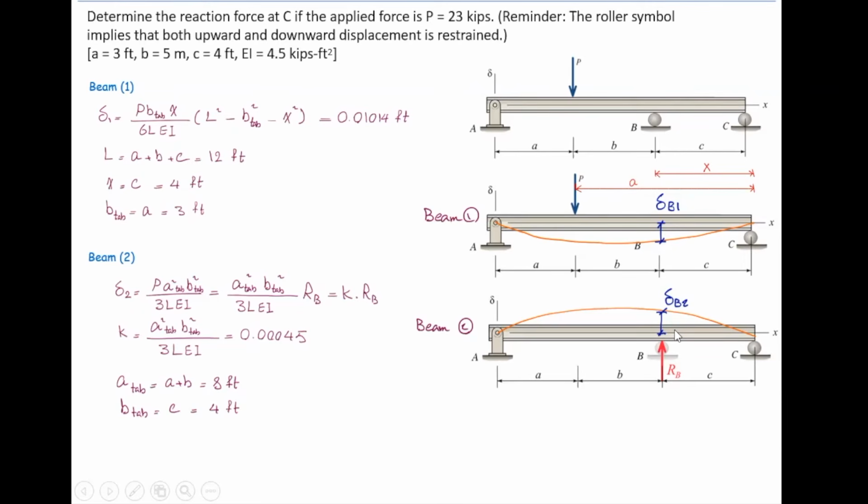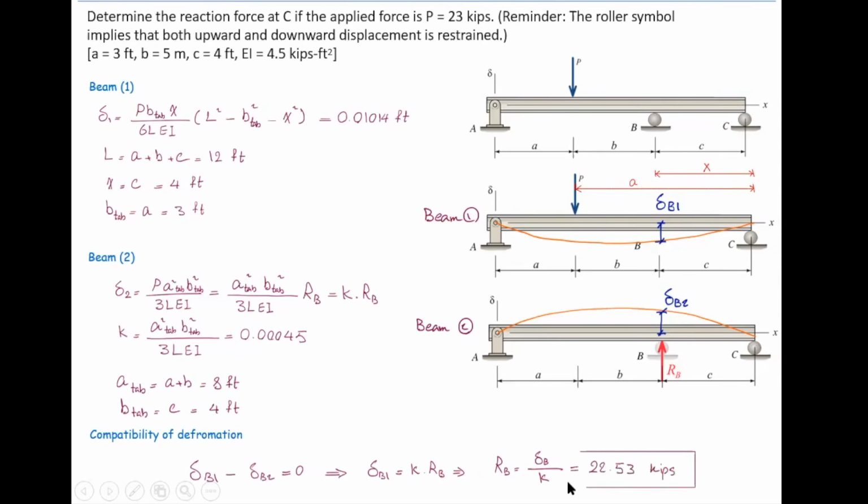So one of them would be positive, the other one would be negative. Which one is positive and which one is negative doesn't matter. We just write down that the difference between these two deformations should be equal to 0. Now we plug in the values, and from that, the reaction force is going to be delta B1 divided by K. Plugging in the values gives us 22.53 kips. So this is the magnitude of the reaction force, using those 4 steps for analyzing indeterminate beams.